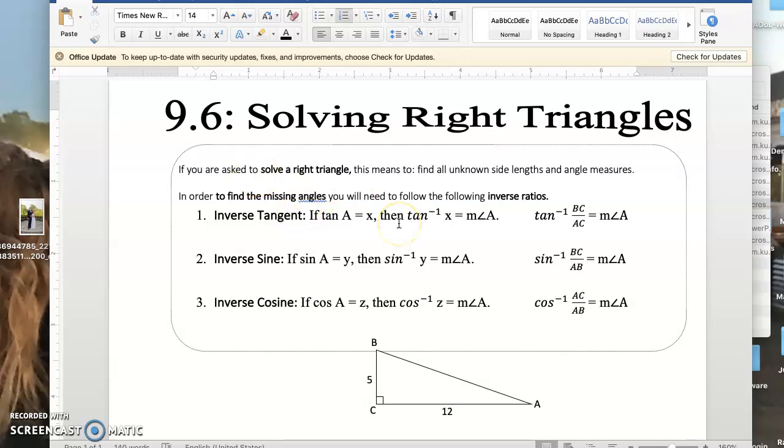But just to give you a brief understanding, when you want to find a missing angle measure, you use something called an inverse ratio. Inverse ratios have the function raised to the negative first power, and that's how you would write out the work. And x is whatever two sides you're going to be comparing.